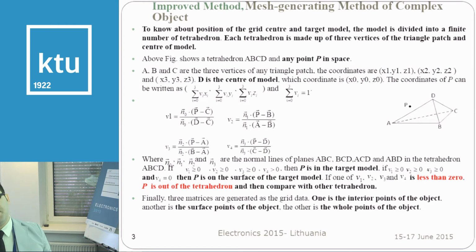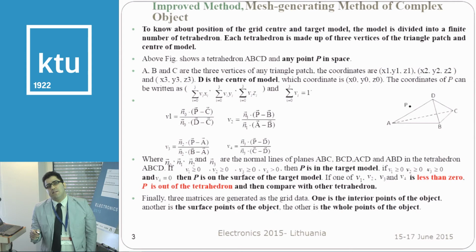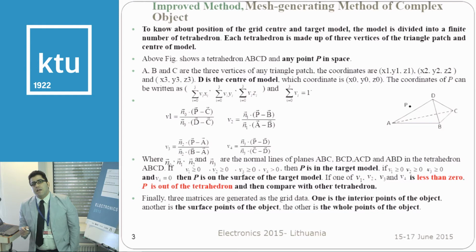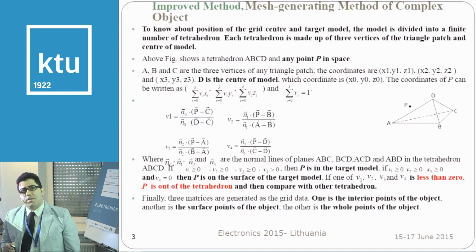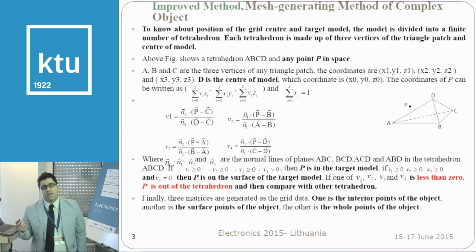What we can do is, this is the tetrahedron that we have. We must have a finite number of these tetrahedrons. Each tetrahedron must have three vertices like A, B, C, and like vertex 1, vertex 2, and vertex 3, which consist of the three vertices of the triangle. And also D, another vertex that we can consider as the center of the model. This P can be any point in the area.